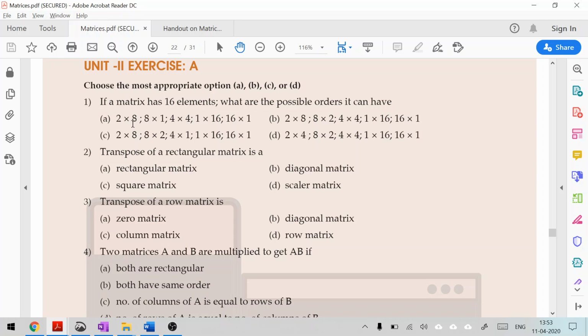So here you have 2 into 8, but it is 8 into 1. This is not true. I missed 4 into 4, so that is also to be included. Anyway, option A is to be eliminated because it says 8 into 1. So come to this.